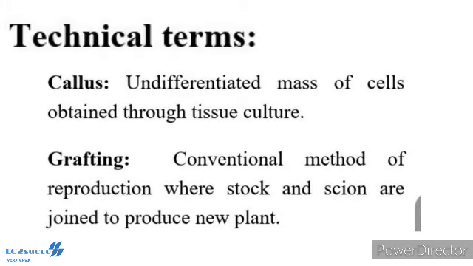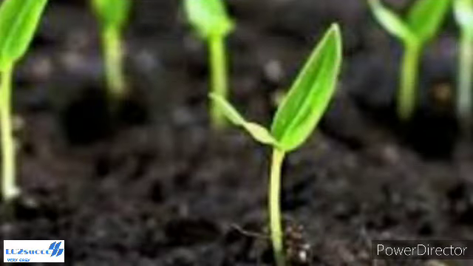So the technical terms regarding vegetative reproduction: callus, an undifferentiated mass of cells obtained through tissue culture. Grafting, a conventional method of reproduction where stock and scion join to produce a new plant. So the reproduction of plants, two parts are over.